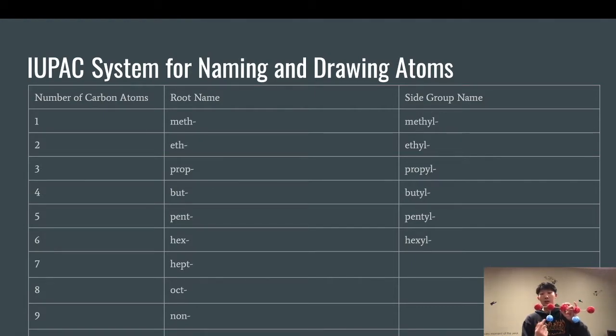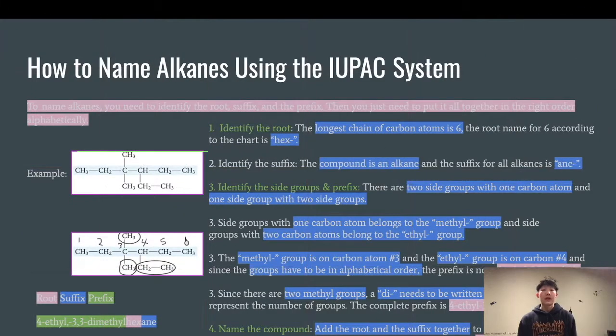But if there were 2 carbon atoms in the side group, it would be ethyl, and so on. So now I'll be teaching you how to name alkanes using the IUPAC system with the terms that we just learned the slide before. So you can pause the video if you want to take the notes on how to name these alkanes, but I'll also be playing an example video right now.